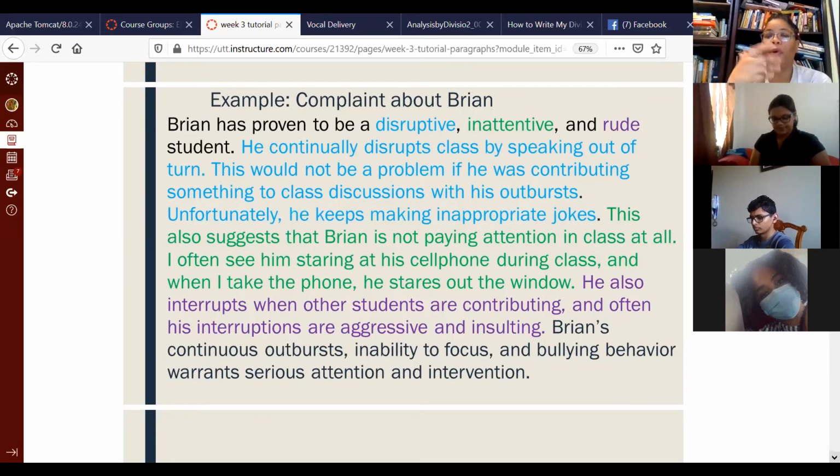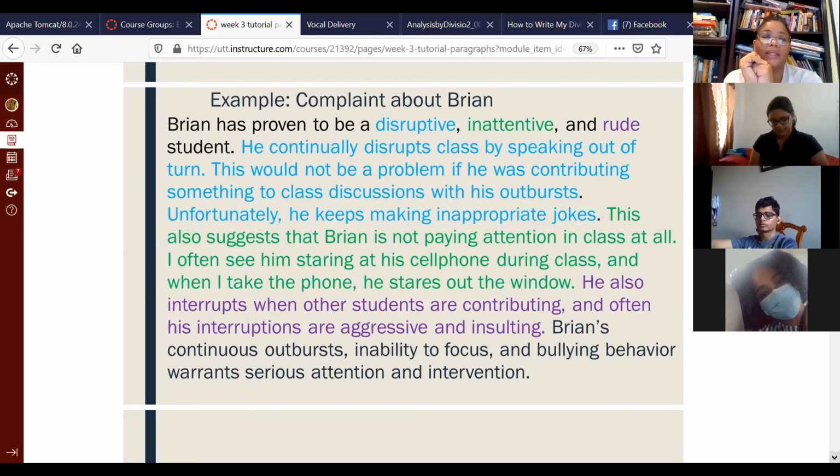Then the next subpoint is inattentive. So I group all my inattentive examples together, right? He's not paying attention in class at all. He's often on his cell phone, which is another example of being inattentive. And even if he doesn't have his phone, he looks out of the window. So he's not paying attention at all in these three instances or examples. The next one is rude.